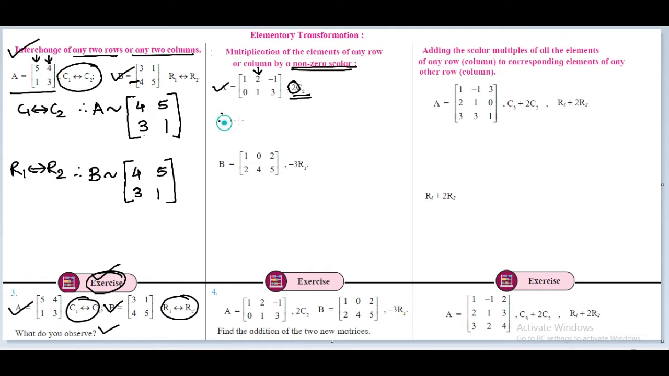Okay, so therefore the new matrix which will be equivalent to the original matrix, we can write it as 1, 2 multiplied by 2 is 4 and minus 1 will be as it is. Next 0. Now this element is again multiplied by 2. 2 ones are 2 and 3. There is no change in first column and third column. Only what is the change? There is a change in the second column.